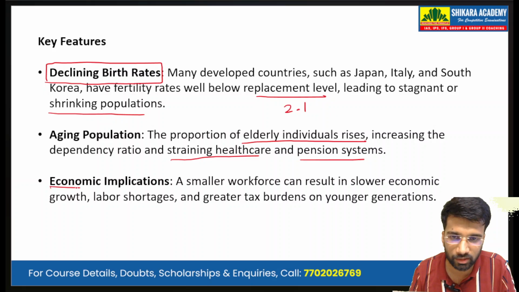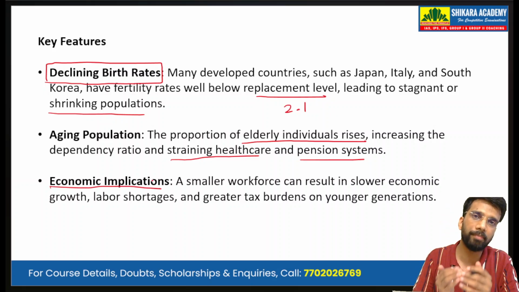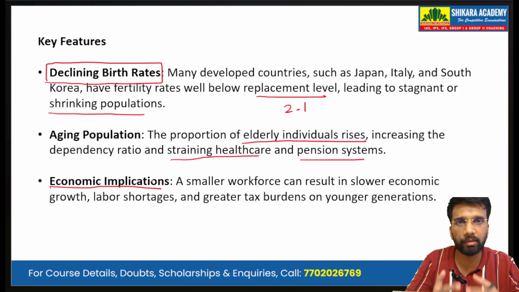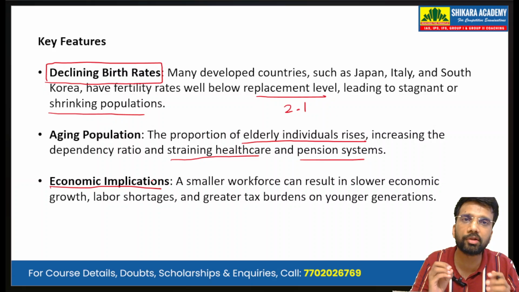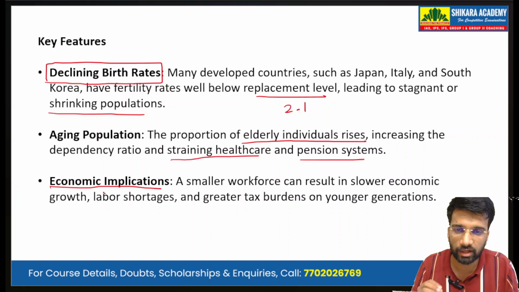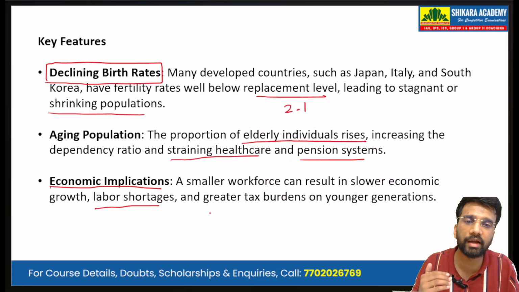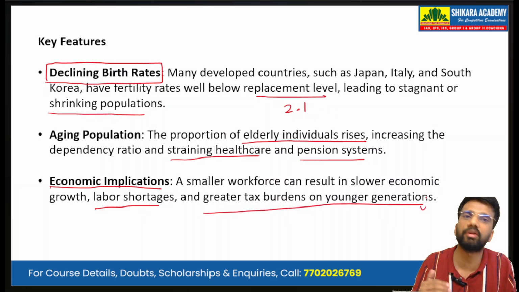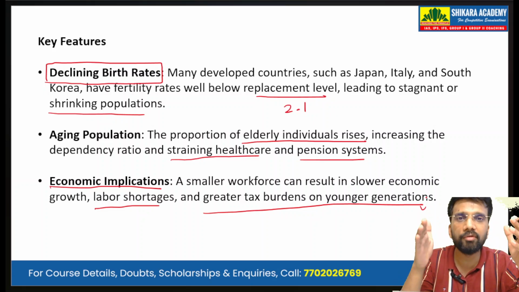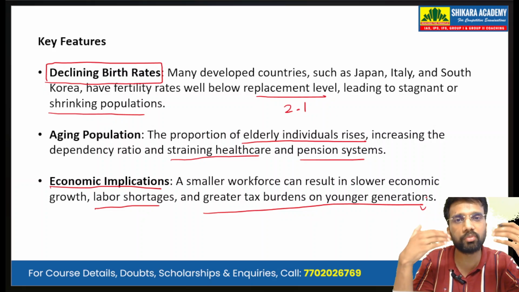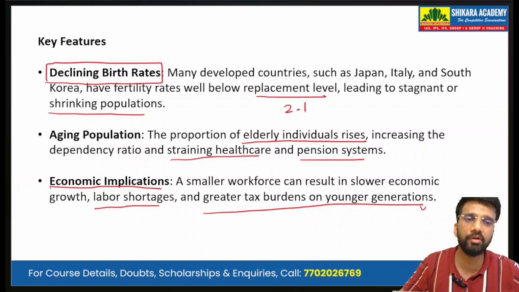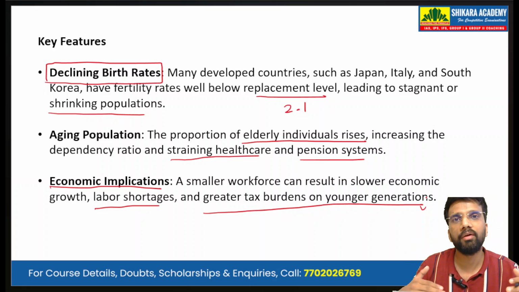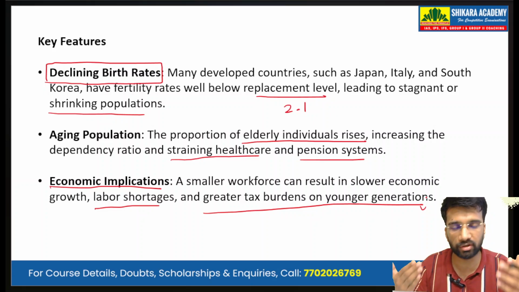The third is the economic implication. Economic implication of the demographic winter: a smaller workforce can result in slower economic growth. There can be labor shortages and greater tax burdens on younger generations. Because the state will become a welfare state, it has to care for the elderly, so the tax burden or the economic burden will be more, and will be devastating on the younger generations.